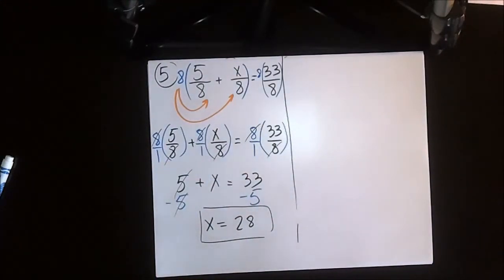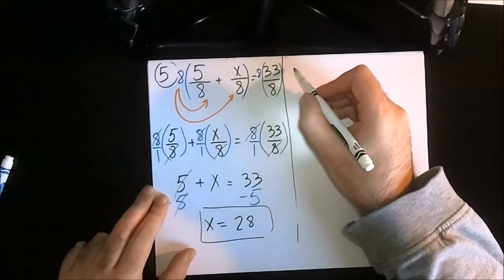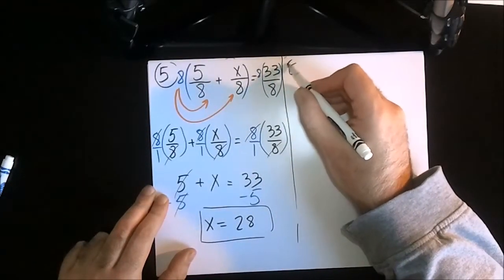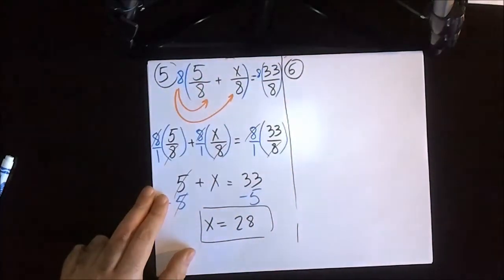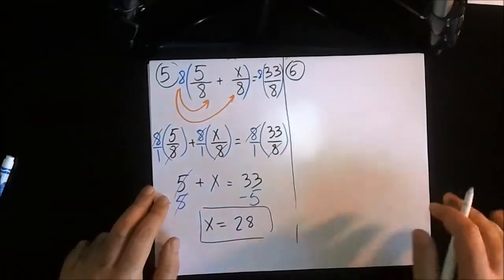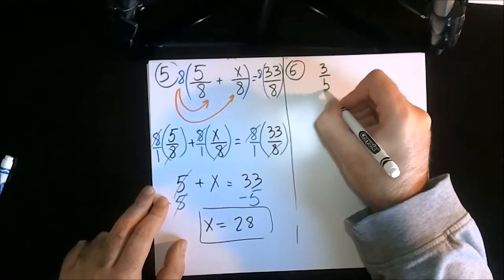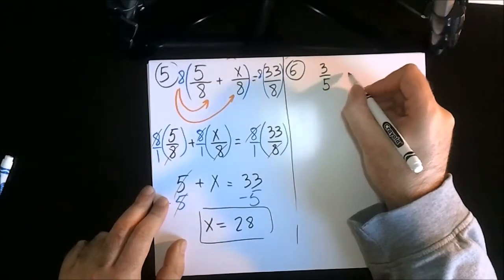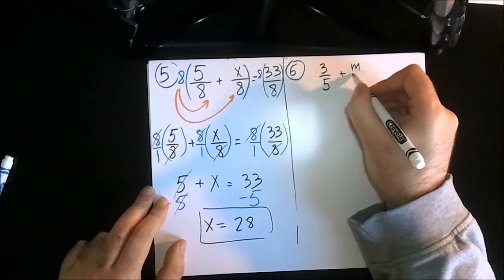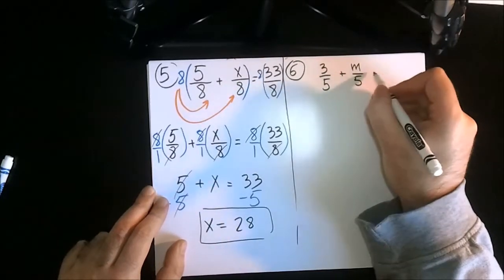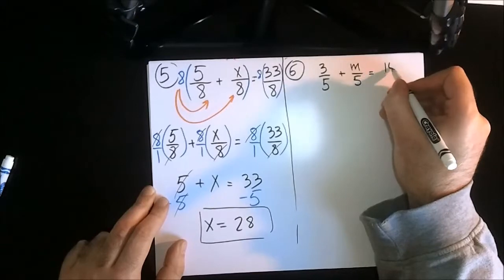Alright, moving on to number 6. Six is very similar to number 5. Very, very similar. We have 3 over 5 plus m over 5 equals 14 over 5.